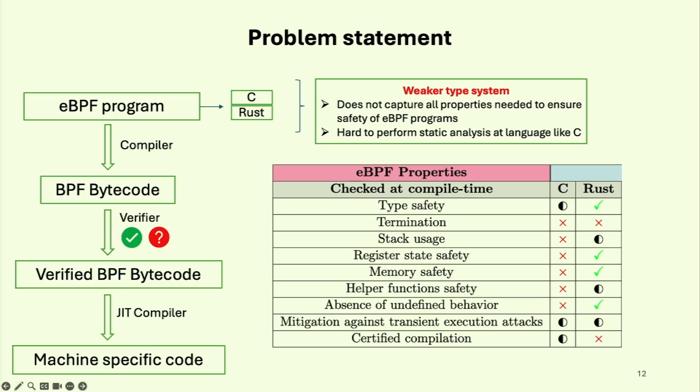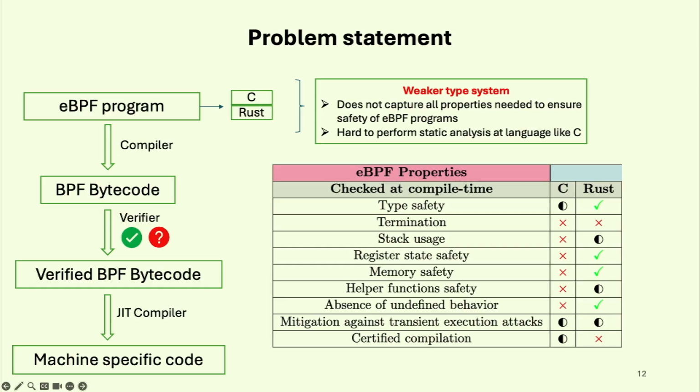And then, in terms of absence of undefined behavior, we can say that Rust does better than C. In terms of transient execution attacks, there is also a possibility of them in the eBPF program. For both of them, I put a partial check because in C, at the LLVM IR level, we can still provide some mitigations against transient execution attacks.